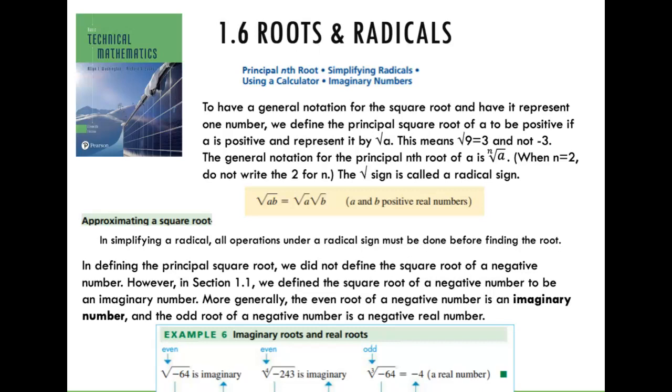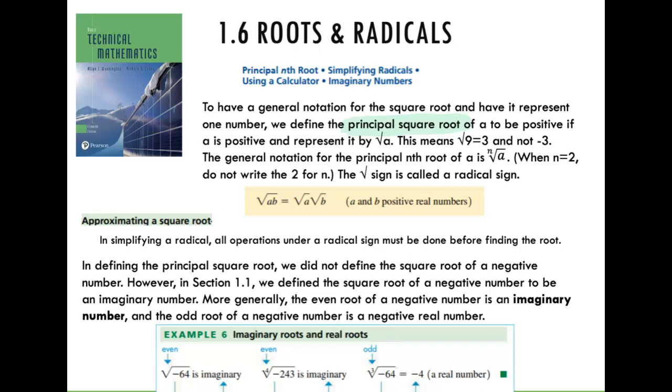Now, we have a general notation for the square root, and we've been doing this for quite some time. It looks like this little check symbol type thing. And so if you don't have an index written there, then it's understood to be square root. And we are talking about what's called the principal square root of a positive number, which is positive. So that's why the square root of 9 is 3 and not negative 3.